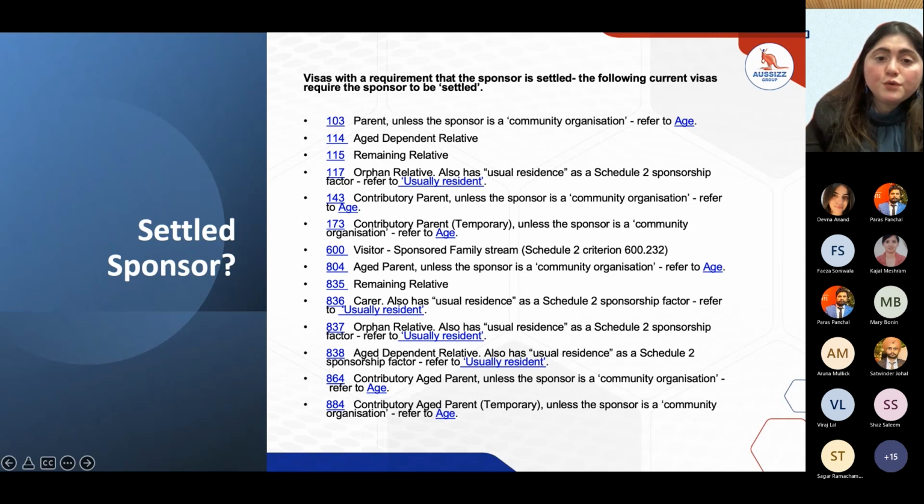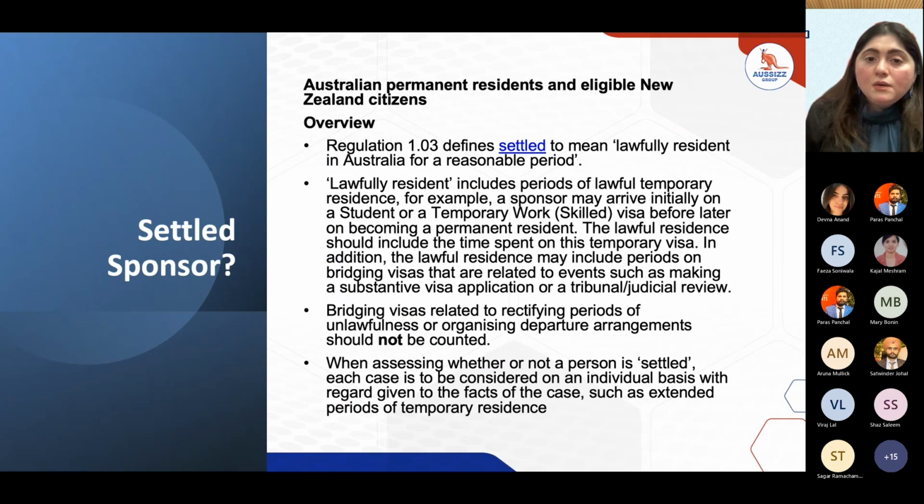103, 114, 143, 173, 804, 864, and 884. What is a settled sponsor? That you should be lawfully residing in Australia. Now, there are different definitions for the lawful resident.